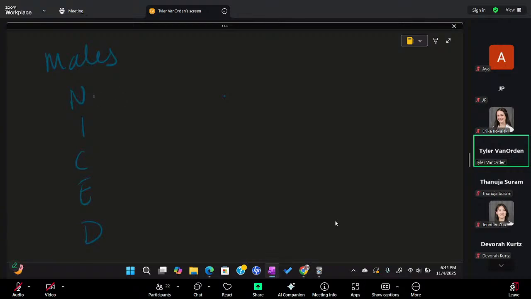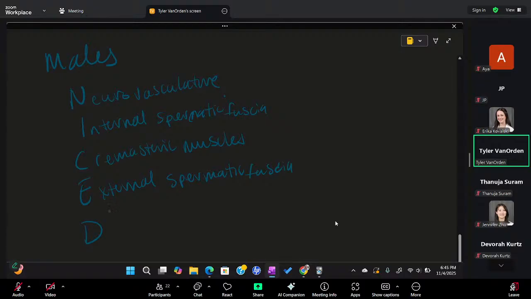So the N for the superficial inguinal ring spermatic cord in males: the N is neurovasculature. I is internal spermatic fascia. C is cremasteric muscles. E is external spermatic fascia. And then D is ductus deferens.